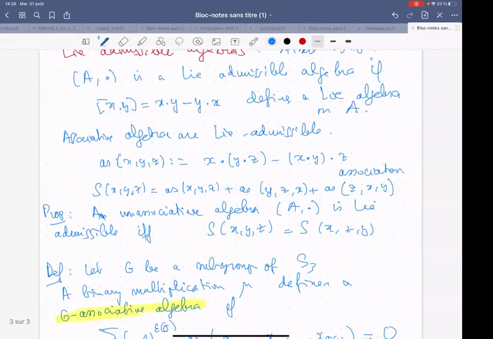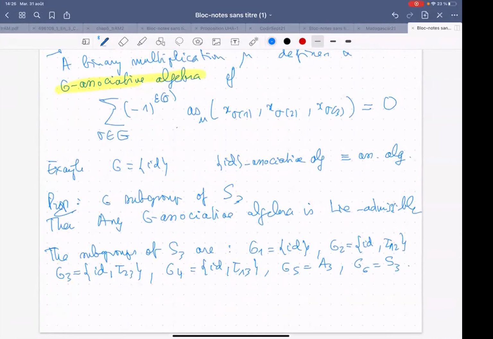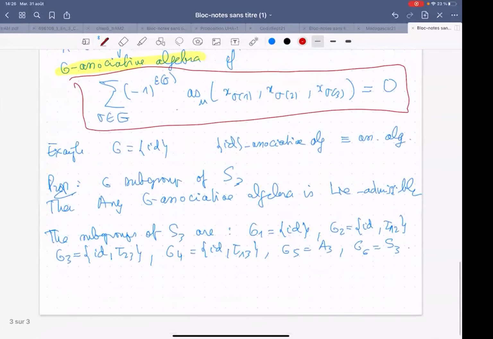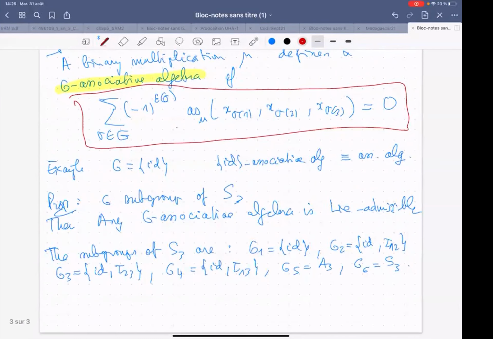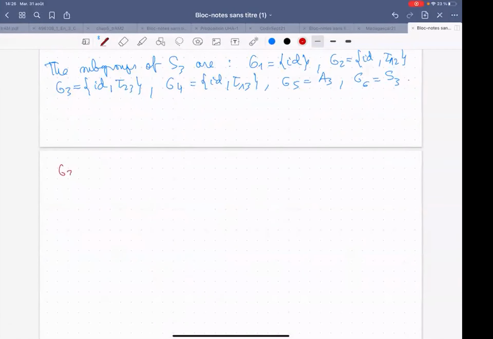Okay, then if I want to write down the fact that the multiplication satisfies the Jacobi condition, in fact what we get is this formula with G being S3. Can you see my notes or not? Yes. Okay. Then maybe what I want to show, for example, G3, and this G3-associative algebra. That is a G3-associative algebra.